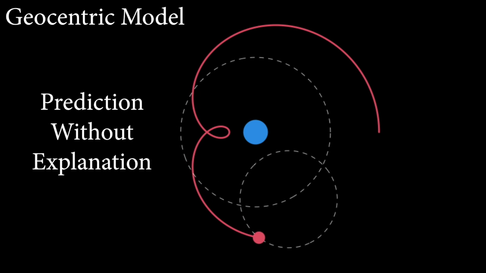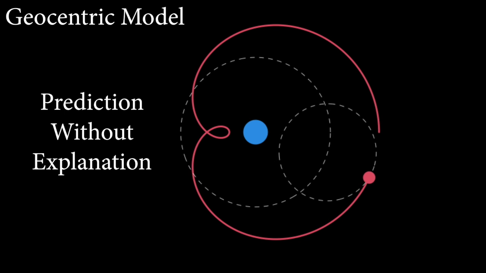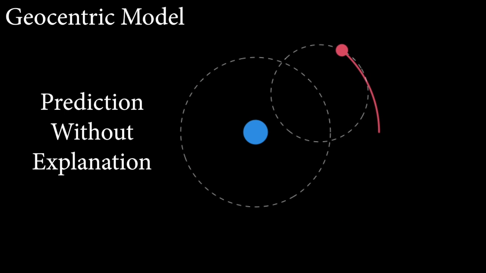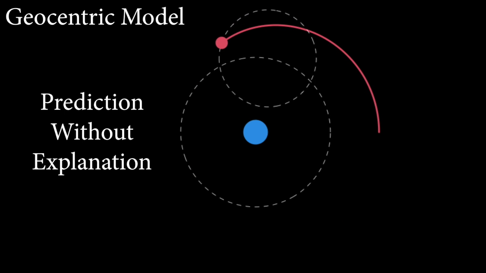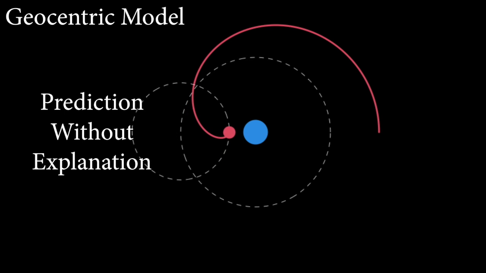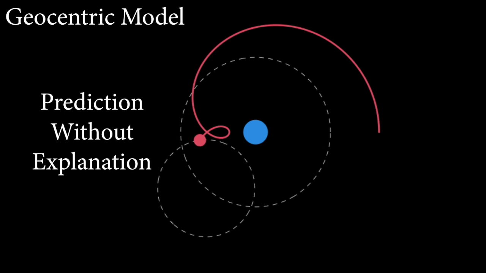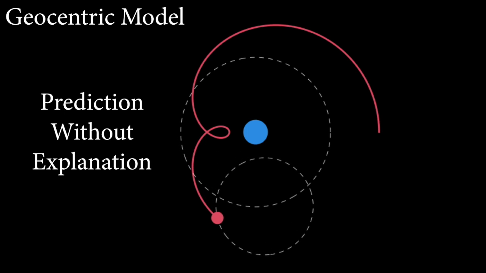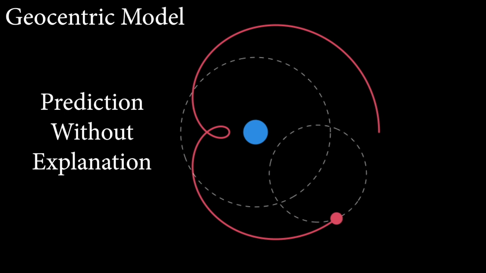This is a great example of prediction without explanation. And prediction without explanation is routine in statistical science. And it's a huge hazard, actually. It's possible to create arbitrarily accurate approximations of observations without actually understanding the true state of nature at all.